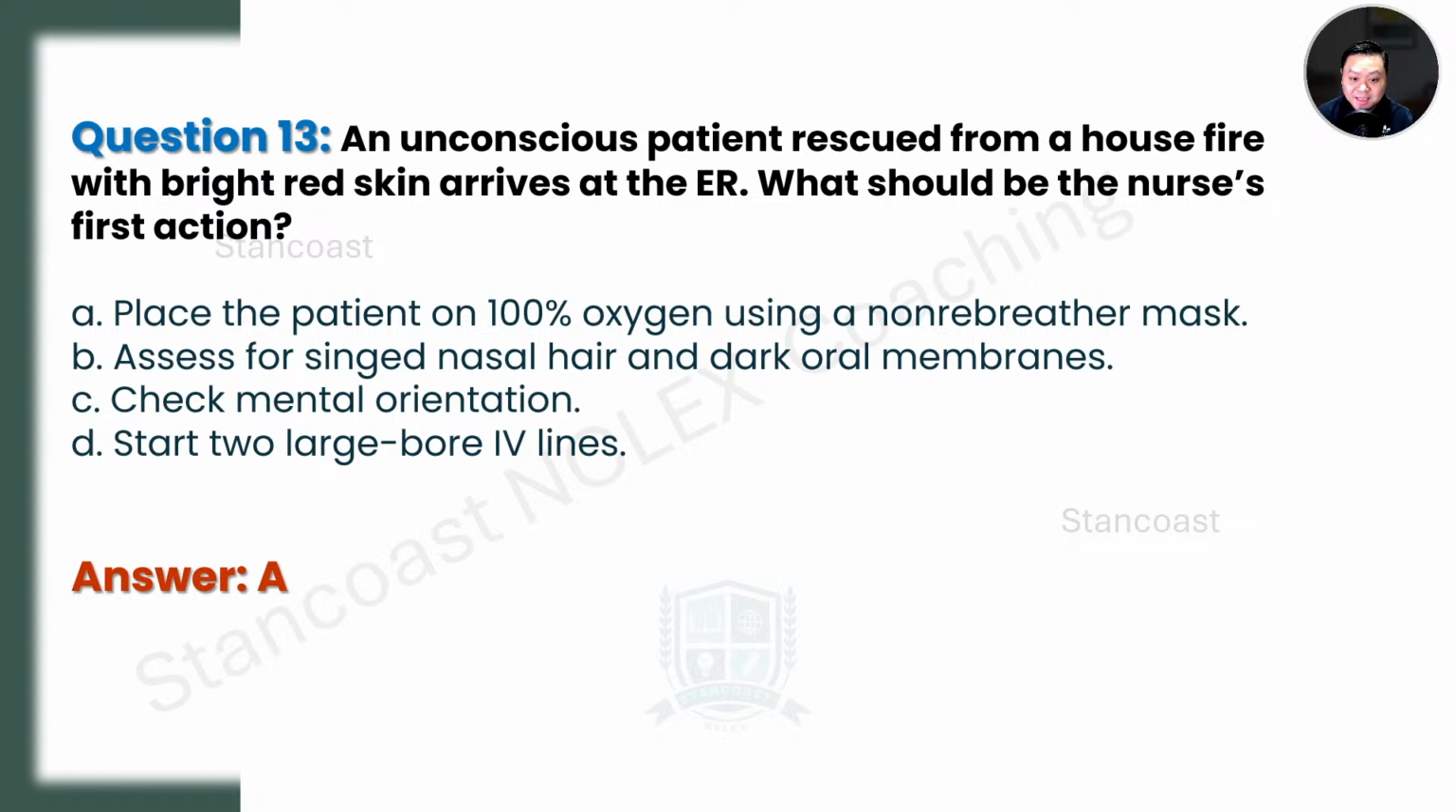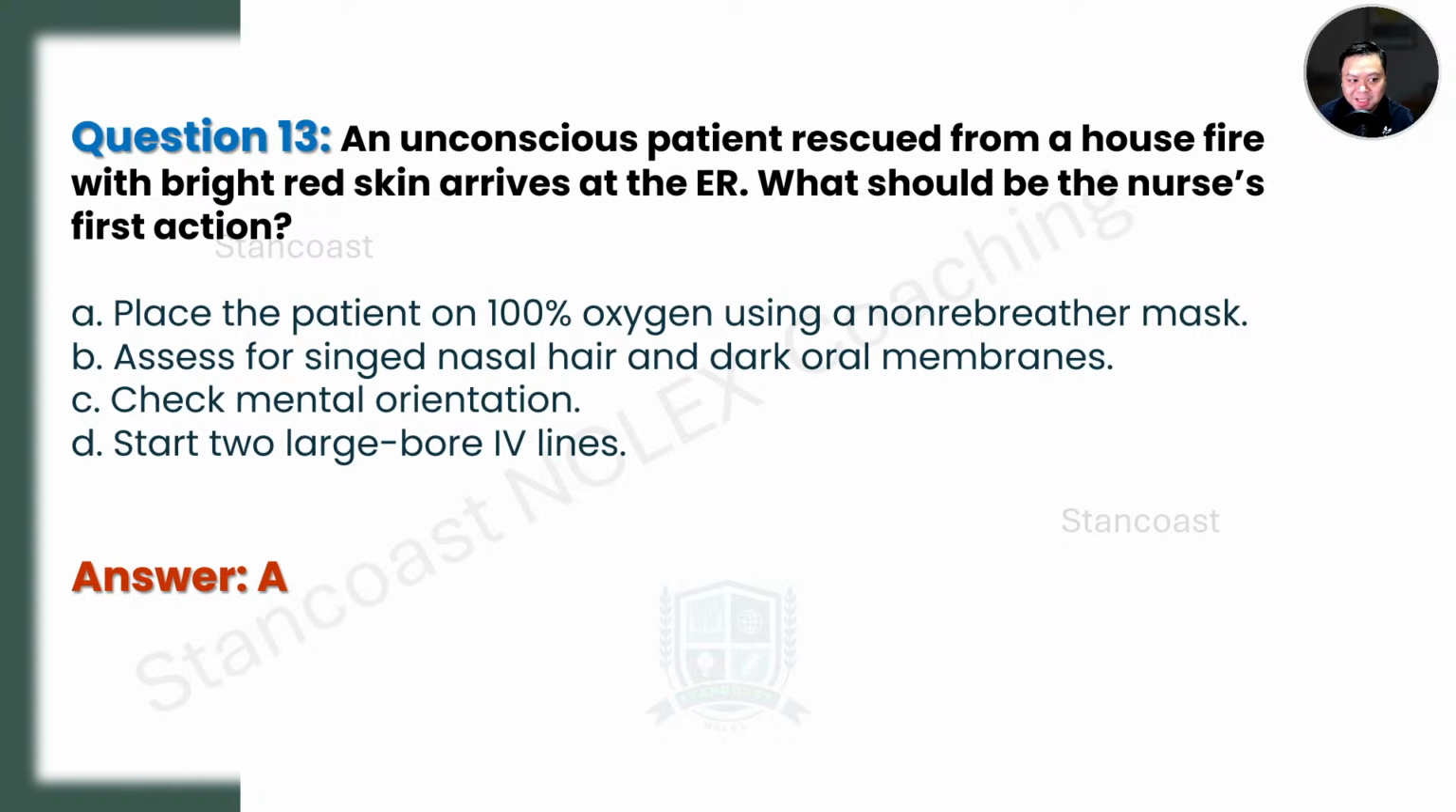The bright red skin color suggests that the patient has carbon monoxide poisoning, and you need to reverse that by administering high concentration oxygen. That is our immediate nursing intervention in order to improve their oxygen saturation. And this will also displace the carbon monoxide from the hemoglobin. So you need to hyperoxygenate them, give them 100% oxygen via non-rebreather mask. This is a sign of carbon monoxide poisoning.